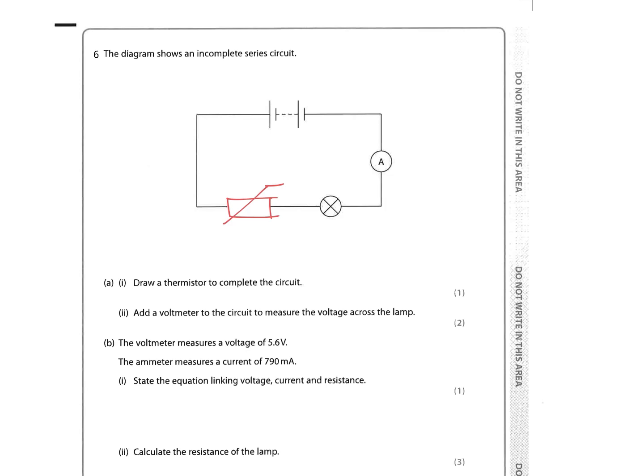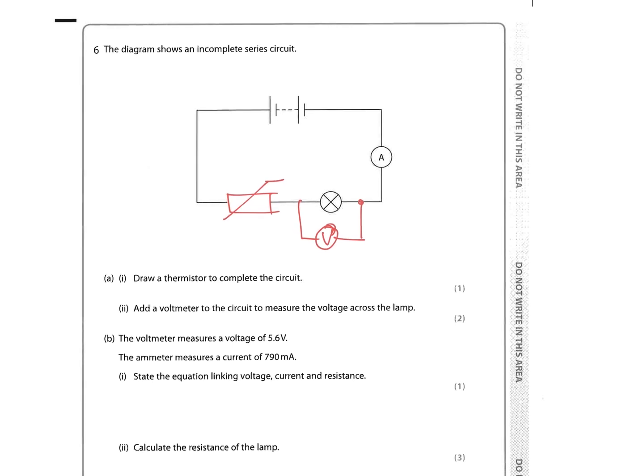Then add a voltmeter to the circuit in order to measure the voltage across the lamp. Okay, now voltmeters are always connected in parallel. So 1, you needed the connection in parallel, and 2, it needs to be across the lamp, rather than across the thermistor. I'm sure that's where the 2 marks have been given. Okay, hopefully you remembered that.